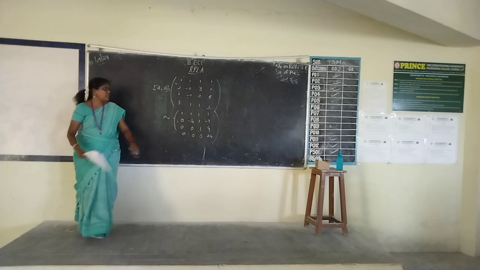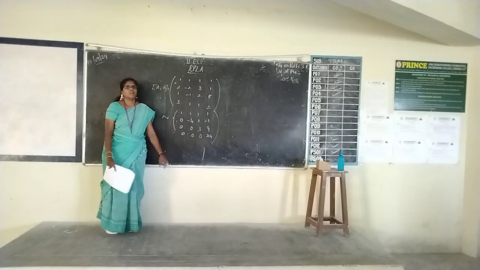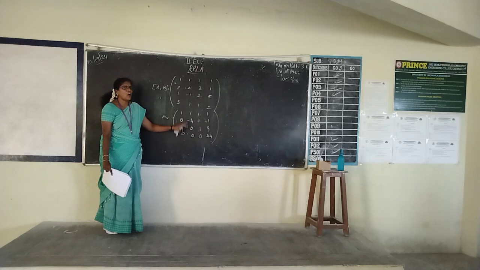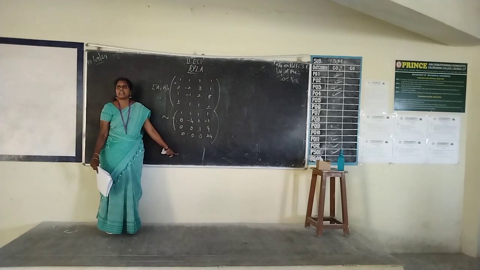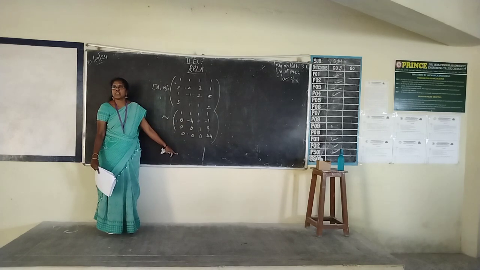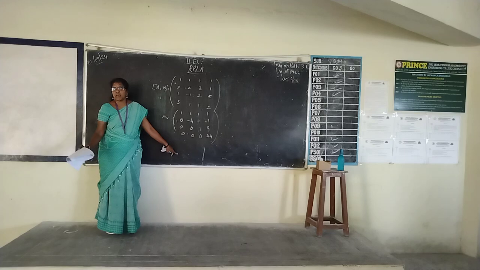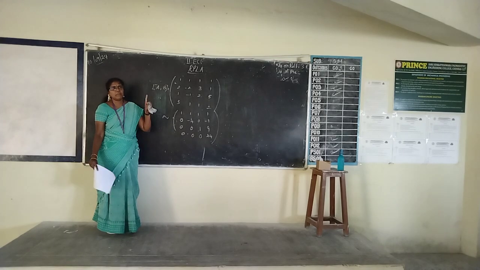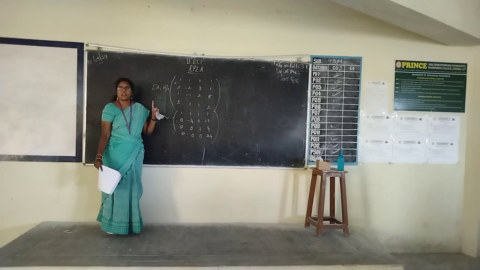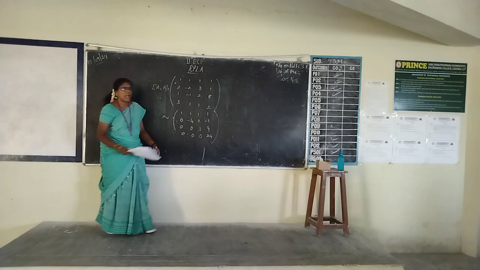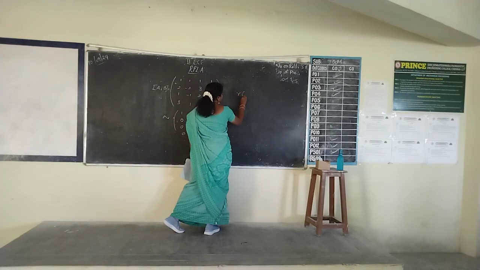Tell me what is the rank of [A, B]? What is the rank of [A, B]? 4. Number of non-zero rows. How many non-zero rows are there? All elements 0 is a zero row. If even one element is non-zero, it is called a non-zero row. How many non-zero rows are there? 4. So rank of [A, B] is equal to 4.